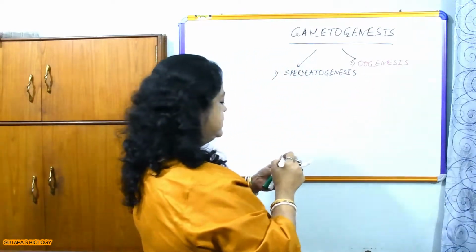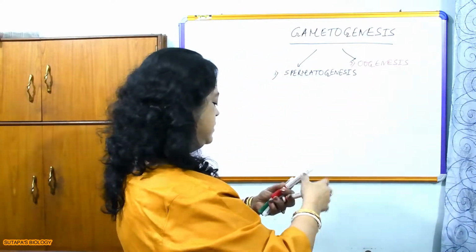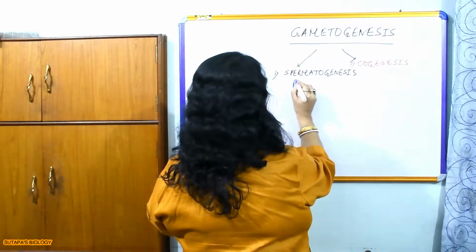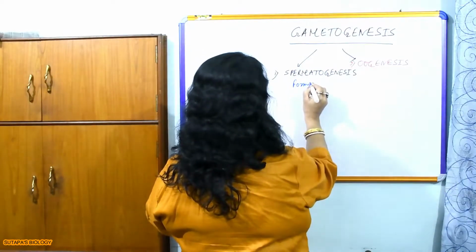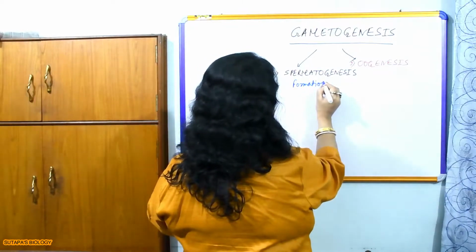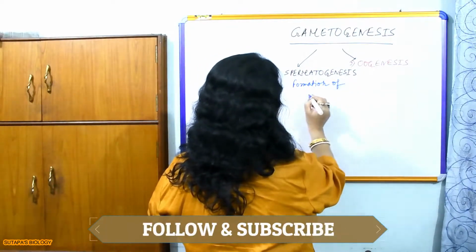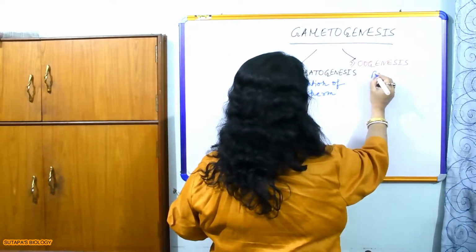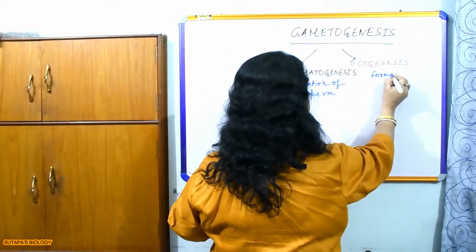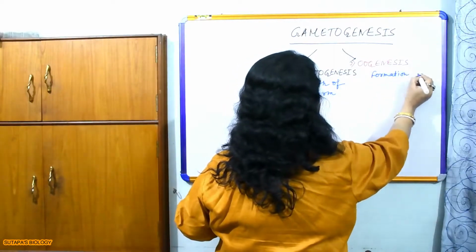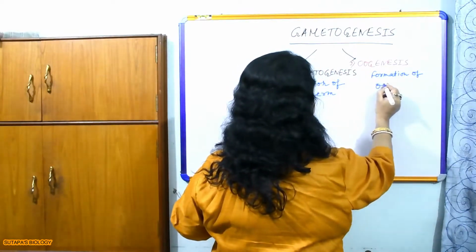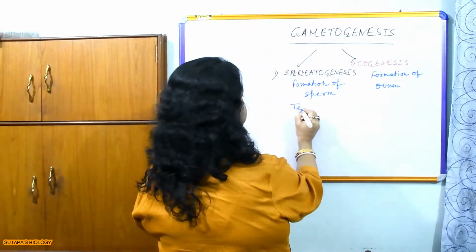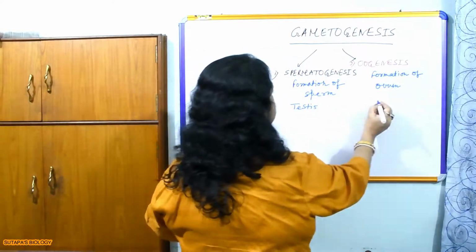In spermatogenesis, the formation of sperm takes place from the seminiferous tubule. Formation of sperm, and it's the formation of ovum. It takes place in testis and it's in ovary.